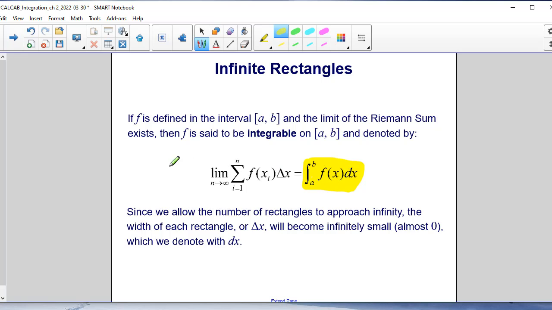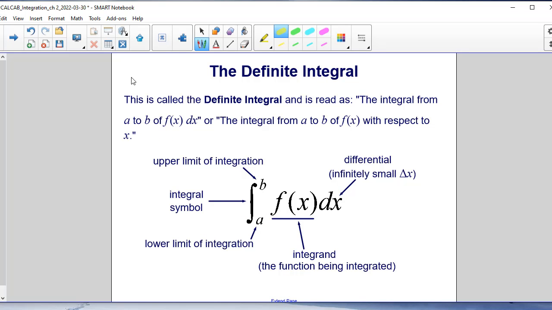Since we allow the number of rectangles to approach infinity, the width of each rectangle, or in this case delta x, would become infinitely small, almost zero. So we denote that with a dx. This is referred to as the definite integral and is read as the integral from a to b of f of x dx, or the integral from a to b of f of x with respect to x.